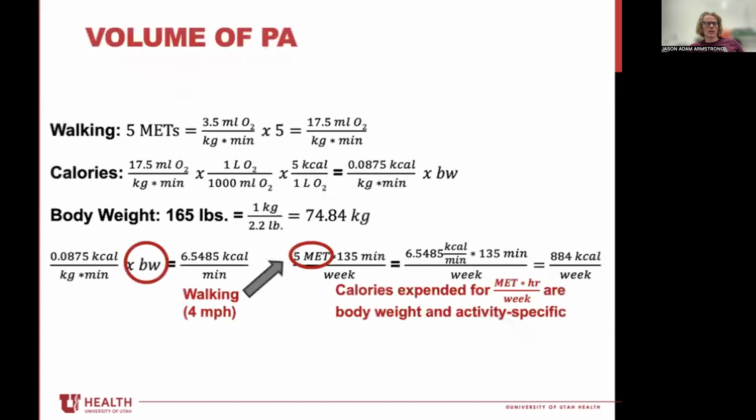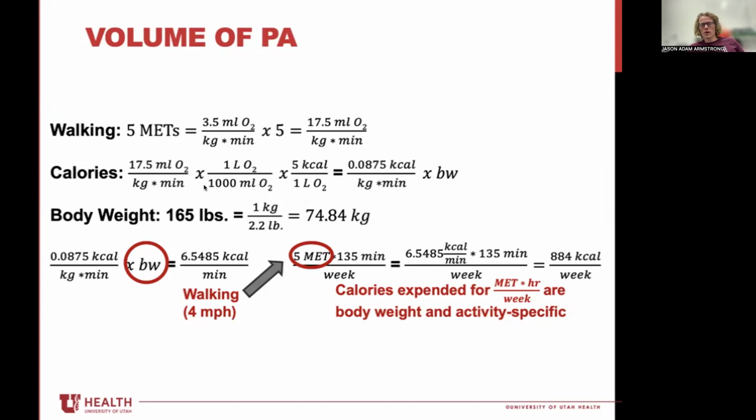We're going to skip that and jump right into this. So I can calculate the number of calories that I will utilize based on the intensity of the activity and how long I do it for. Okay, so note though that it is body weight and activity specific.